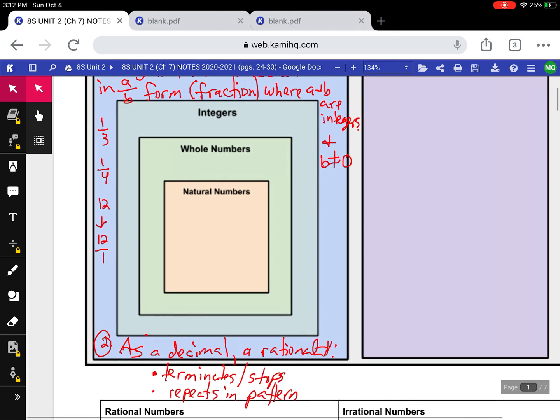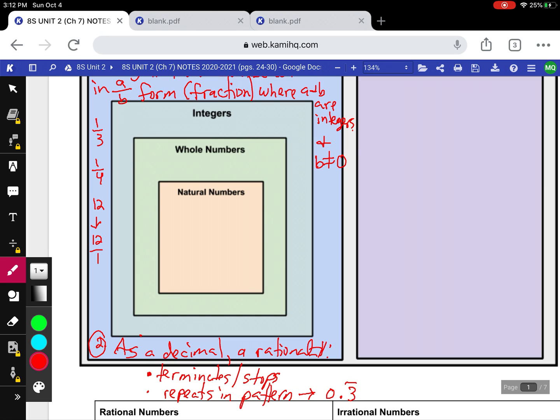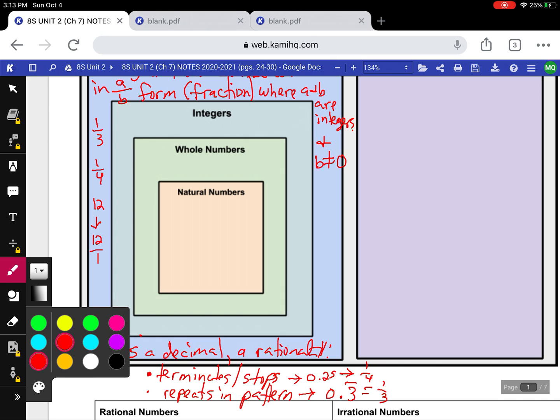For an example, if it repeats in a pattern, it would be like if you had 0.3 and it repeats, so it's 0.333333. And why is that? Because that can be written in the form of 1/3, right? If it terminates or stops, maybe we have something like 0.25, and you know that's actually 1/4. So basically, it's decimals that can be rewritten as fractions. If it repeats in a pattern, it can be rewritten as a fraction, and if it terminates, it can be written as a fraction. That's the first thing I want you to know, what a rational number is.